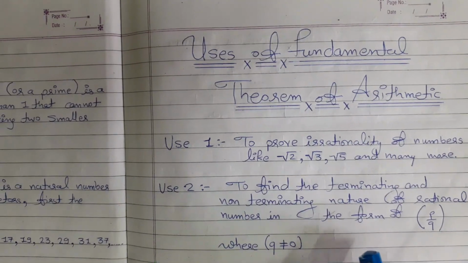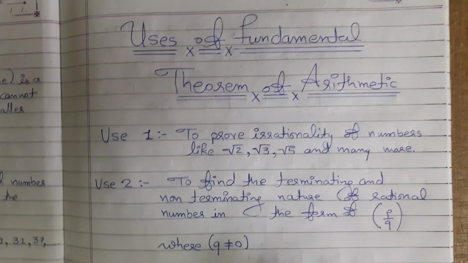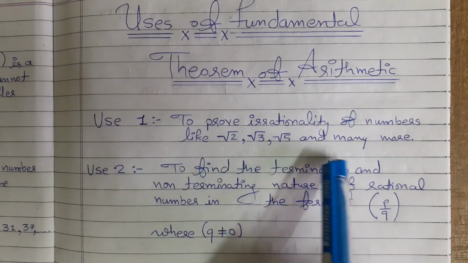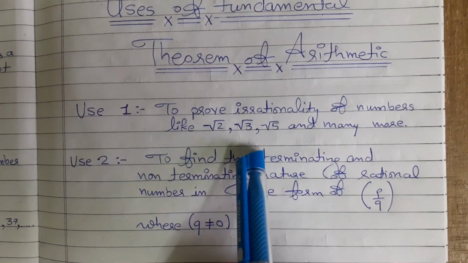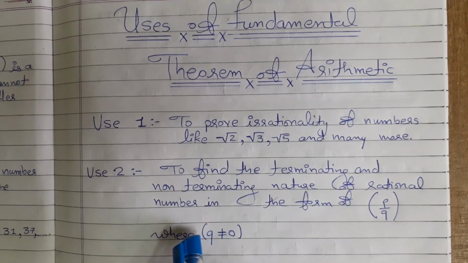Now the next topic in the theory is the use of the fundamental theorem of arithmetic. There are mainly two uses discussed in the 10th standard book. The first use is to find the irrationality of numbers, that is root 2, root 3, root 5 and many more, which will be discussed further in the chapter.